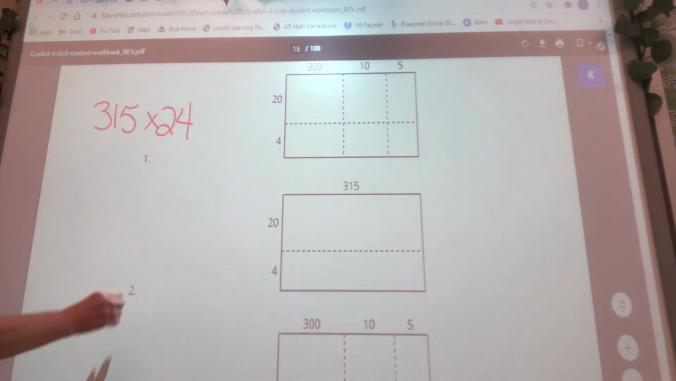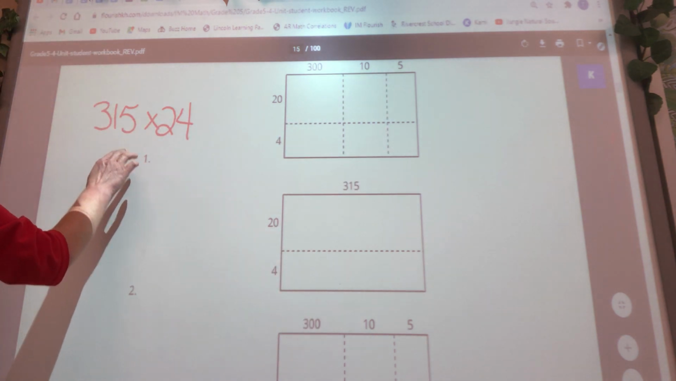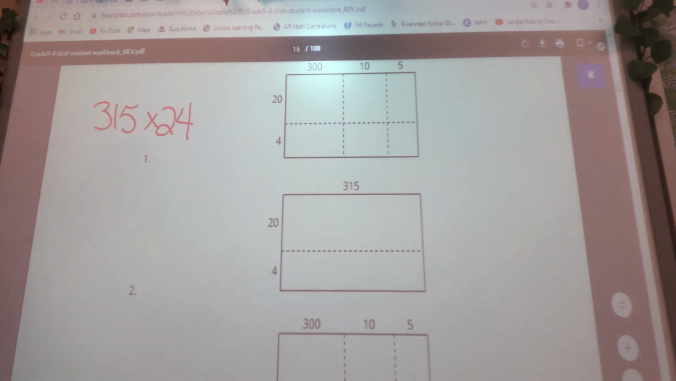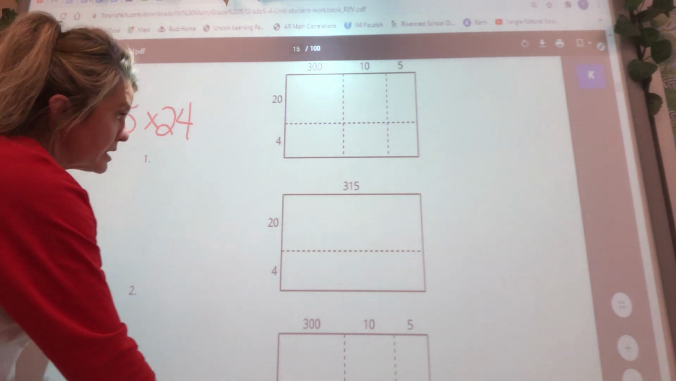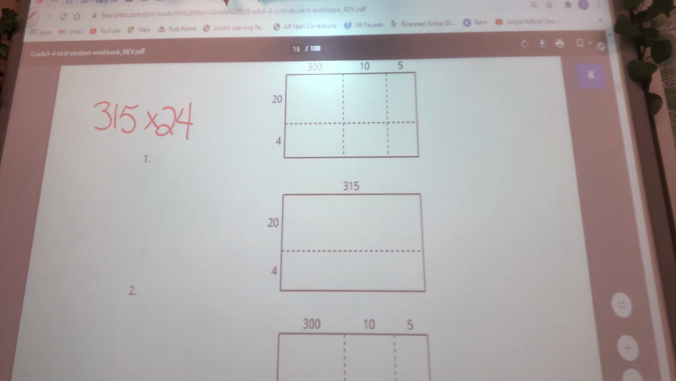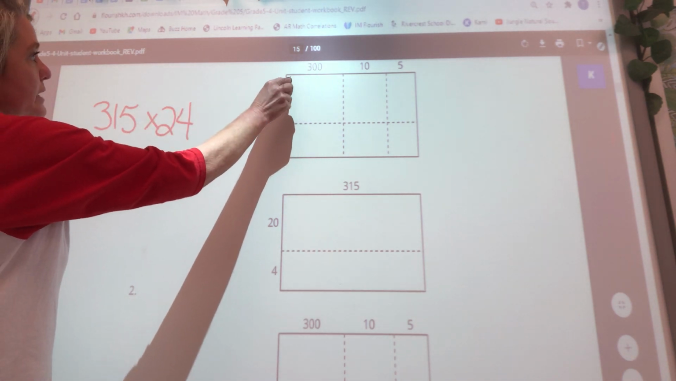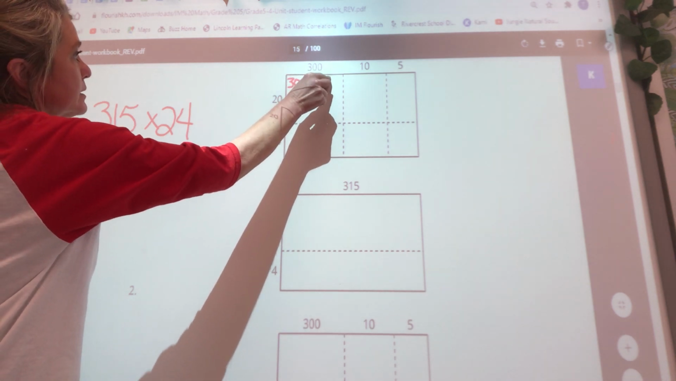In this one, it has 315 broken into hundreds, tens, and ones, and it has the 24 broken into tens and ones. So let's take a look at that one first. The numbers associated with this box are 300 times 20.